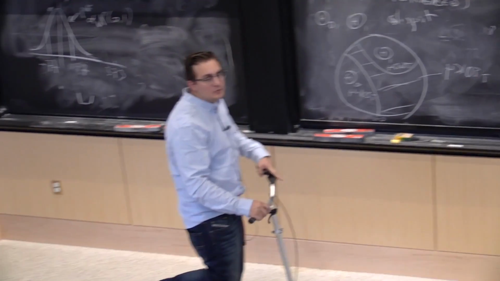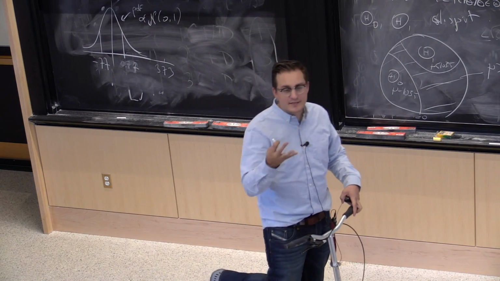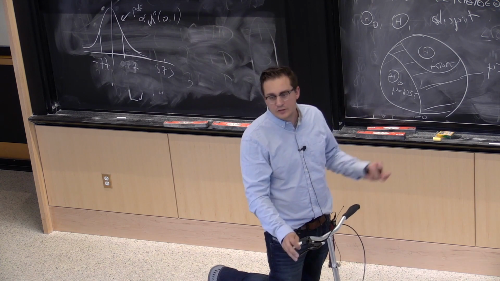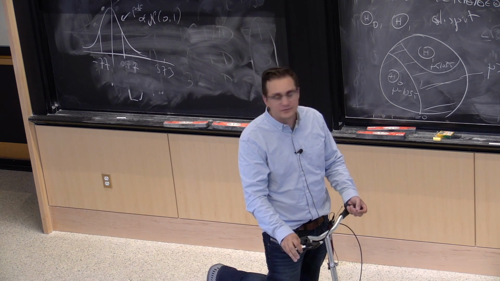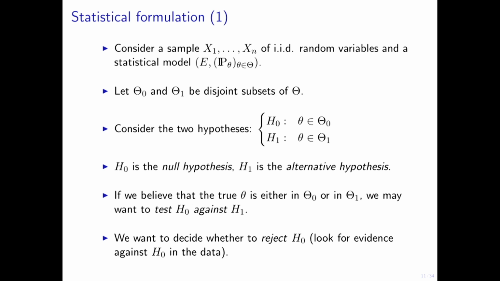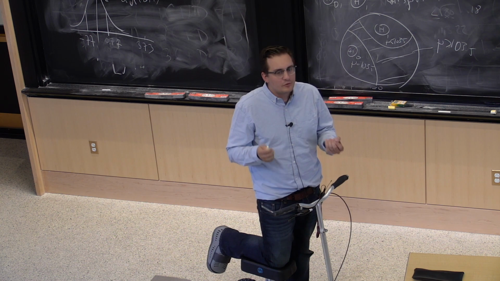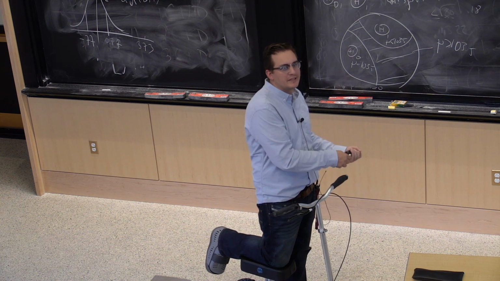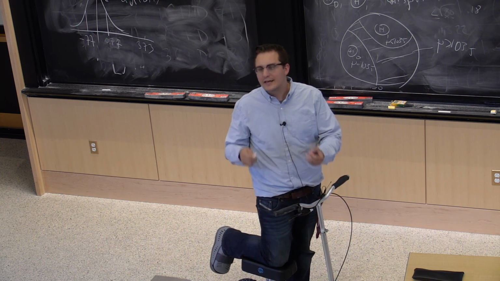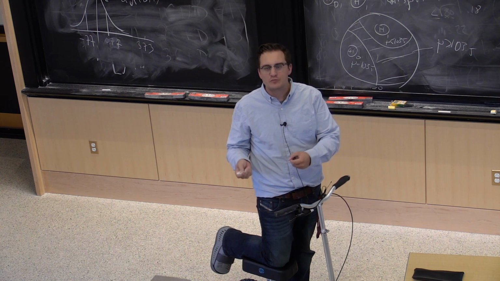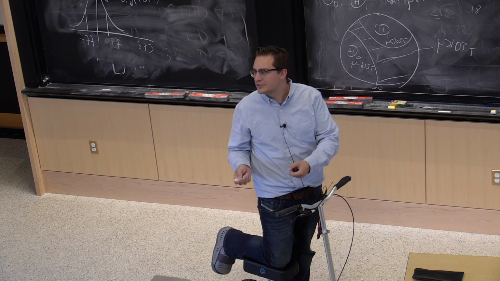Now I'm going to give them two different names because they're going to have an asymmetric role. H0 is the null hypothesis, and H1 is the alternative hypothesis. H0 is the status quo. H1 is what is typically considered a scientific discovery. So if you're a regulator, you're going to push towards H0. If you're a scientist, you're going to push towards H1. If you're a pharmaceutical company, you're going to push towards H1.